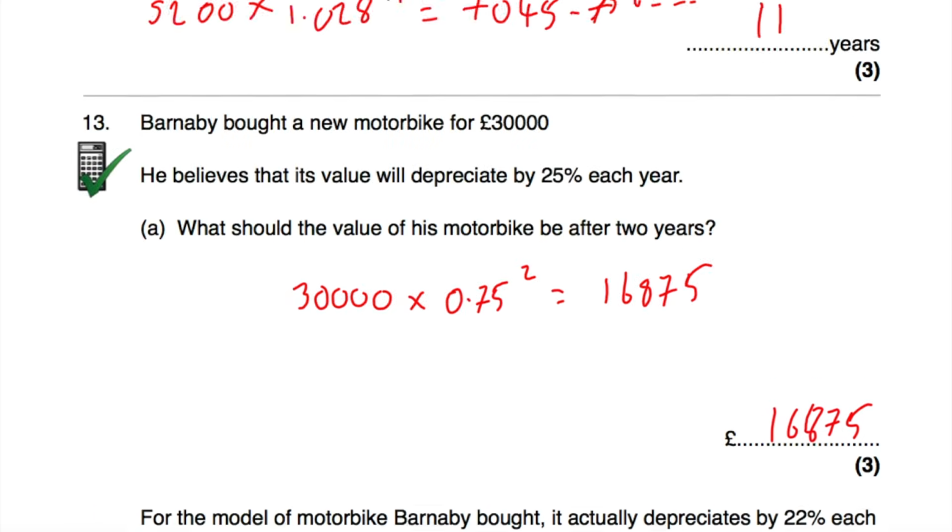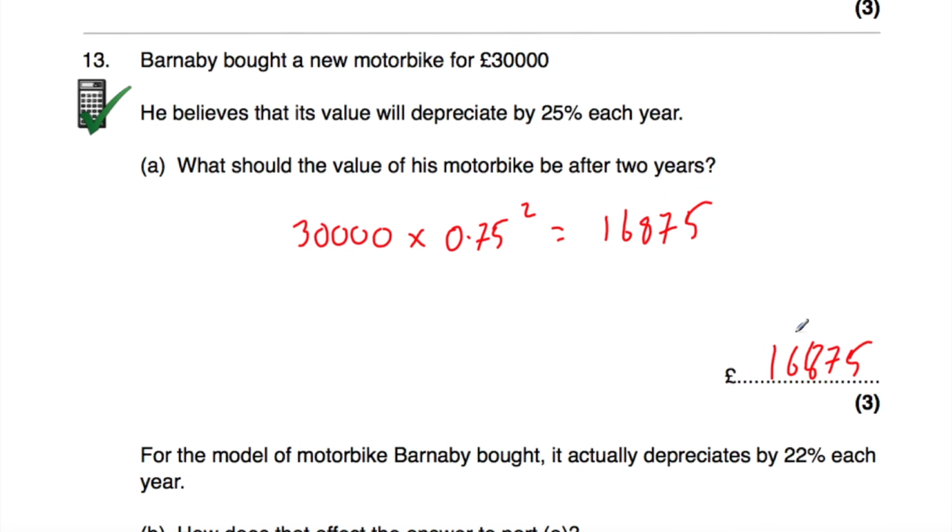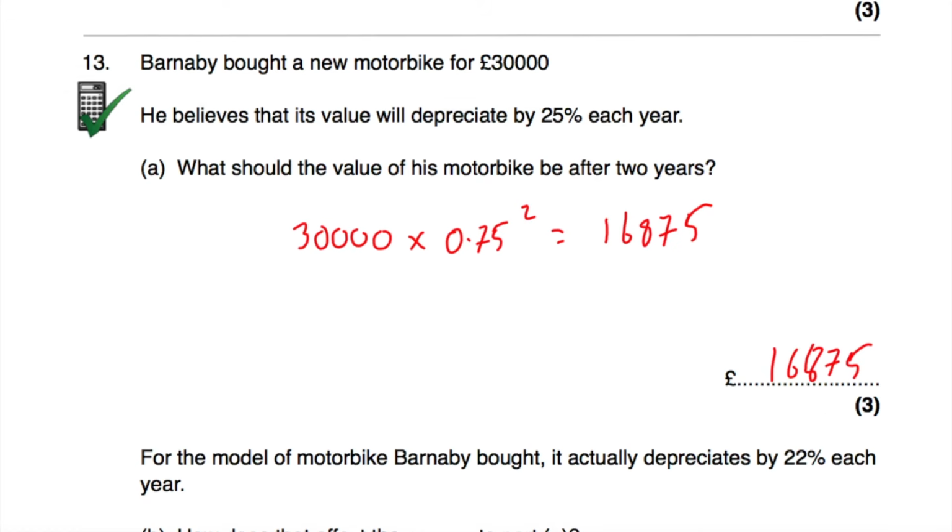Well, our answer to part A is how much the motorbike's worth after 2 years. But that's based on it going down by 25% of its value each year. But if it's only going down by 22% of its value each year, well, it's going to be worth more because it's not going down by as much. So let's explain that.